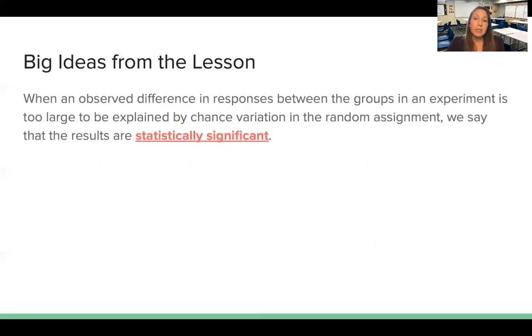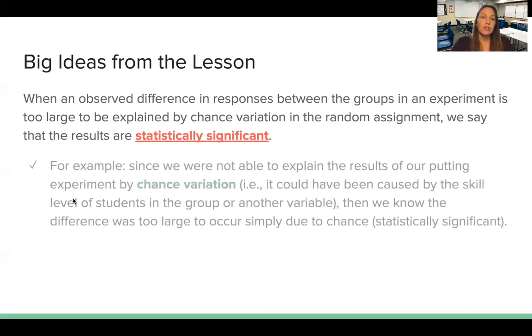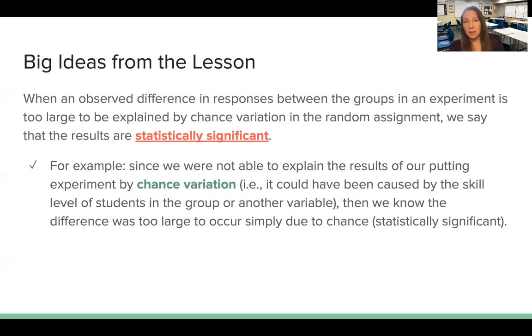When an observed difference in a response between the groups in an experiment is too large to be explained by chance variation in the random assignment, we say that the results are statistically significant. So what that means is, if our results for the long putter occurred by chance variation, so for some reason we had all the people who are experienced golfers do really well, and that's why our experiment outcome was the way it was, that would be a chance variation. So it just happened to have groups that produced a result that wasn't because of our treatment.